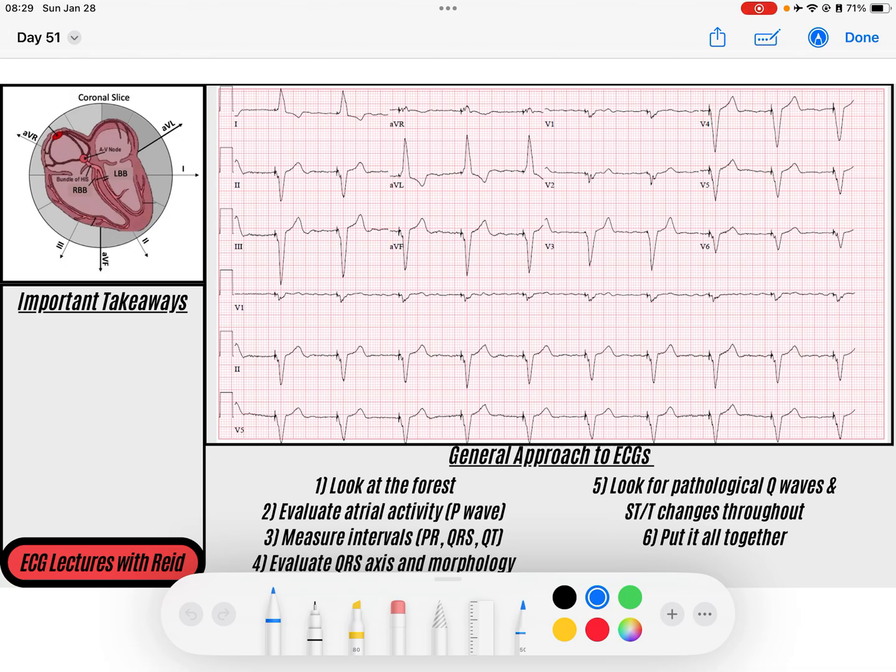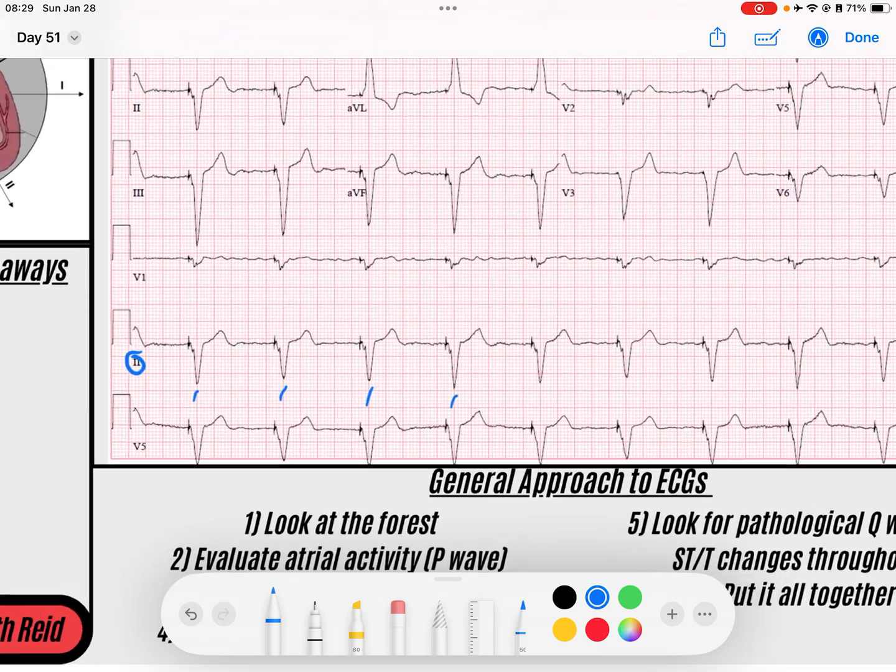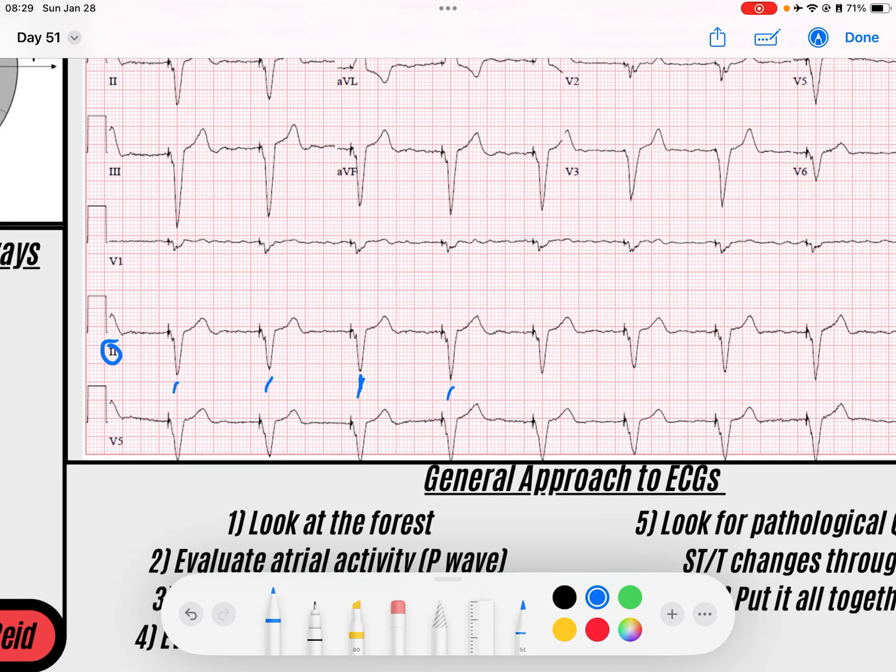Let's jump into this. So the first thing I'm going to do is look at the forest and the trees of the forest for my QRS. I like to pick a lead at the bottom, a rhythm strip, and I see I've got this wide complex QRS that is pretty regular. My rate here, if I zoom in, this falls on a solid line. My rate is 300, 150, 100, 75, 60 beats per minute on the dot.